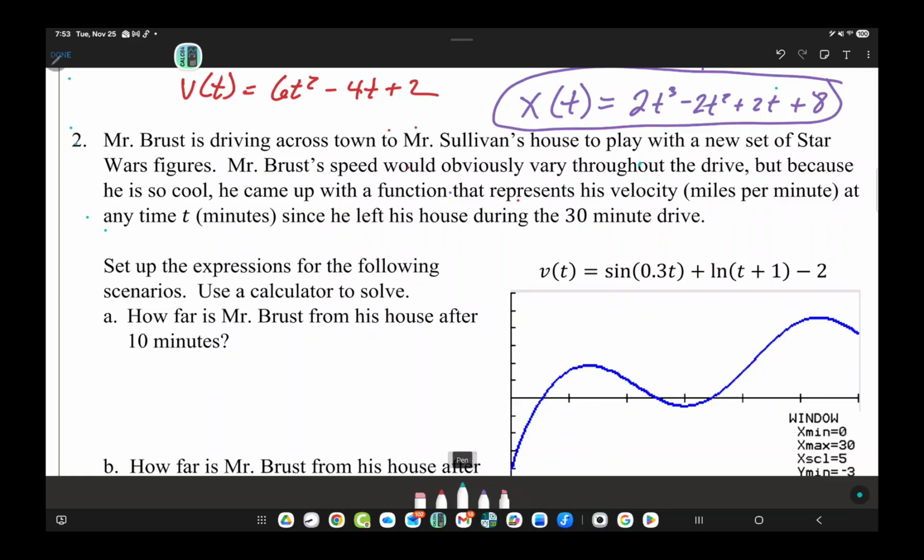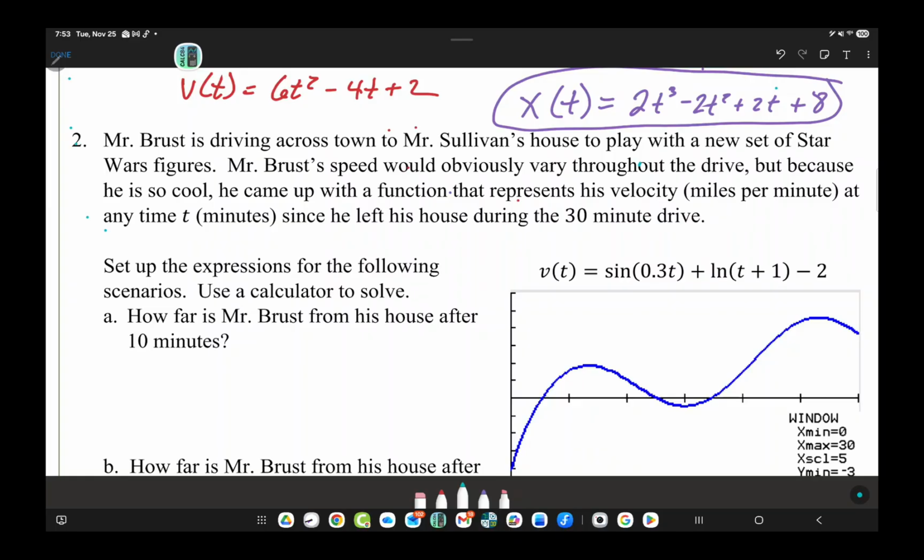All right. Mr. Brust is driving across town to Mr. Sullivan's house to play with the new set of Star Wars figures. Mr. Brust's speed will obviously vary through the drive, but because he is so cool, he came up with a function that represents its velocity in miles per minute at any time t minutes since he left his house during the 30-minute drive. So, set up the expression for the following scenarios. Use a calculator to solve. It does say use a calculator to solve, so we are doing that.